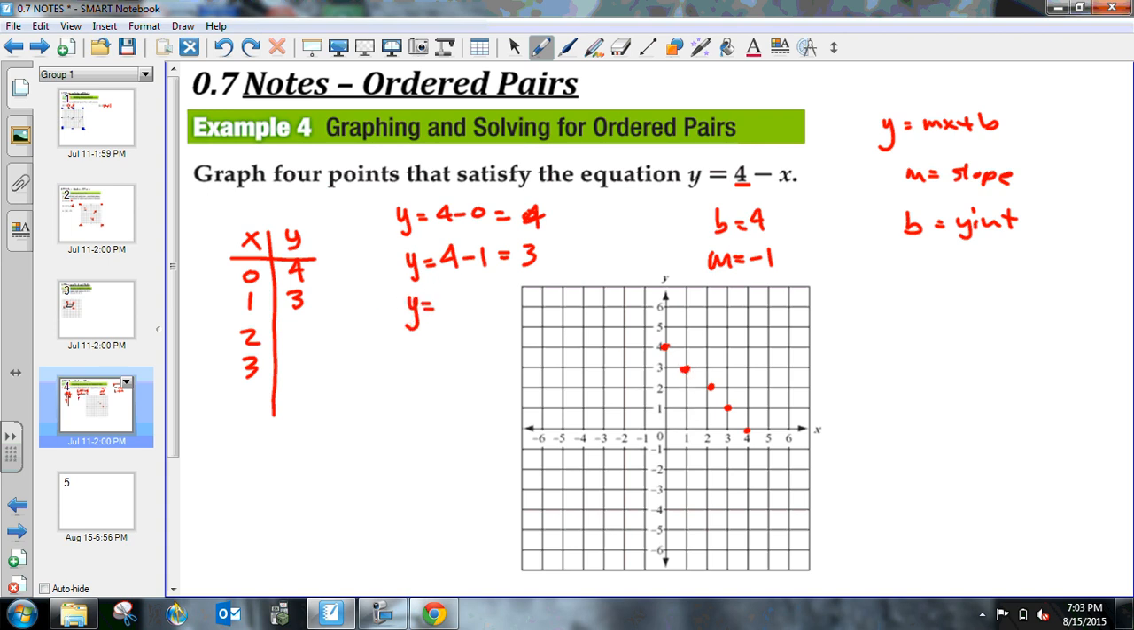If I plug in 2, okay, 4 minus 2, I'm going to get 2. So I have the point 2, 2. So that's the point here. I go over 2, up 2, I have a point right there at 2, 2. Okay, if I plugged in 3, y equals 4 minus 3. That gives me 1. Okay, so I have the point 3, comma 1. All right, so that's one way of doing it.